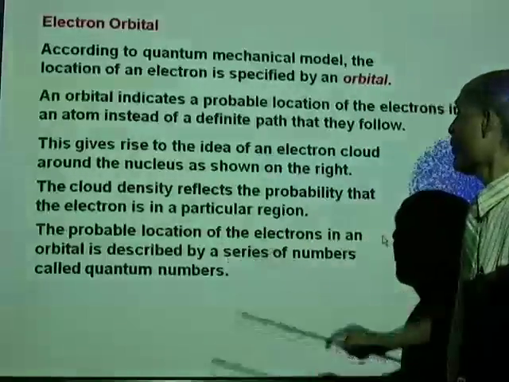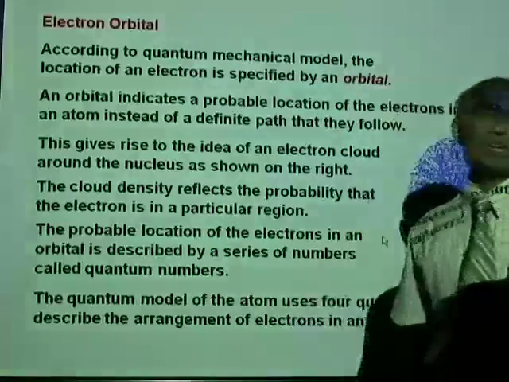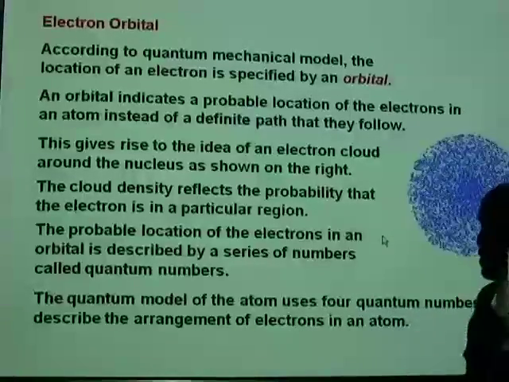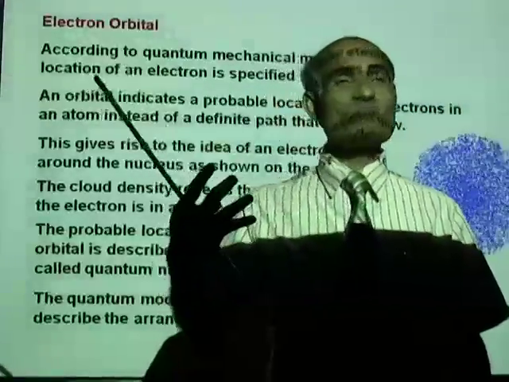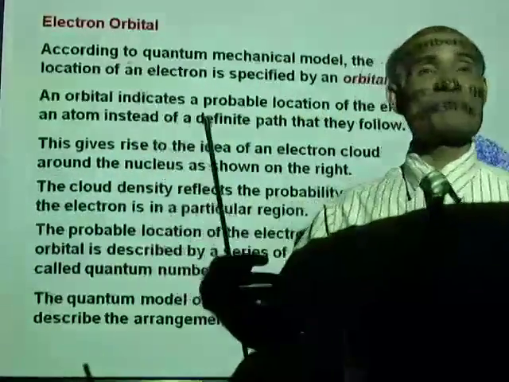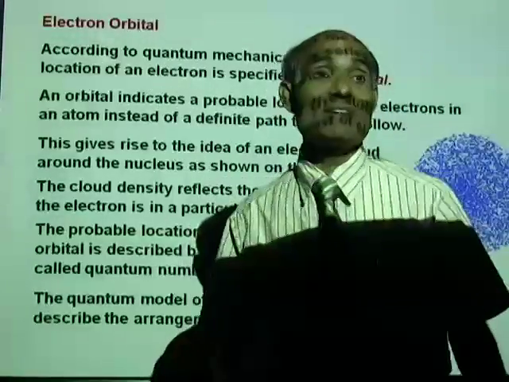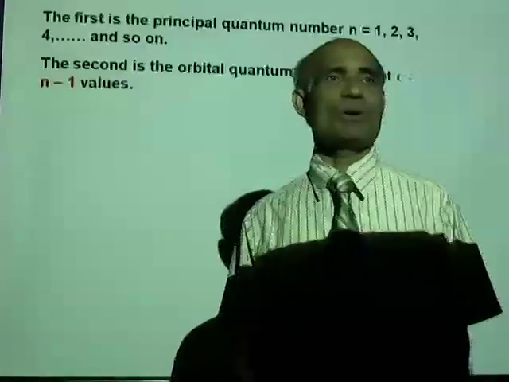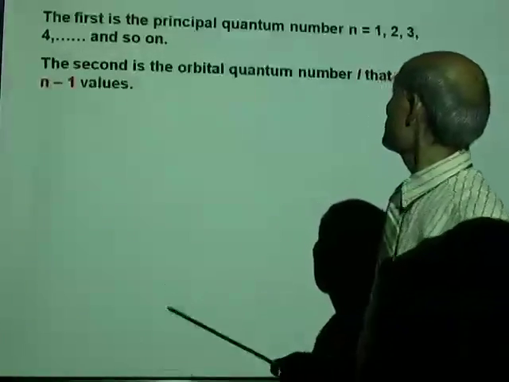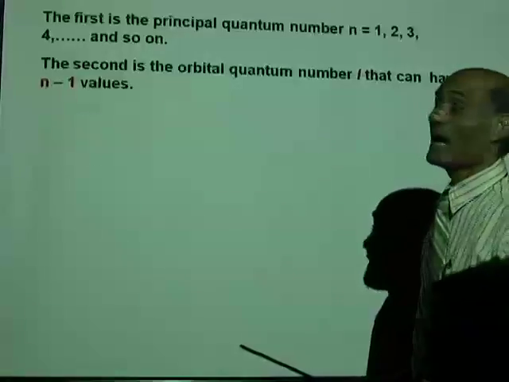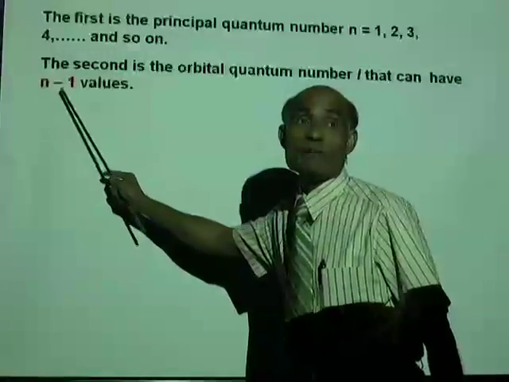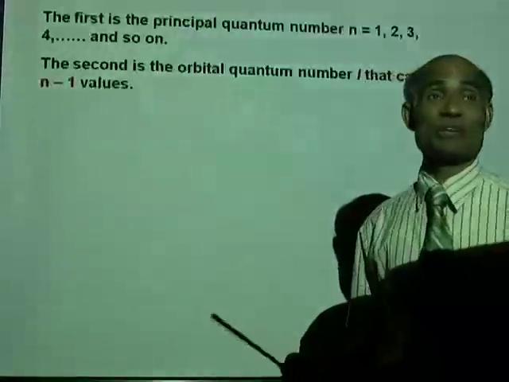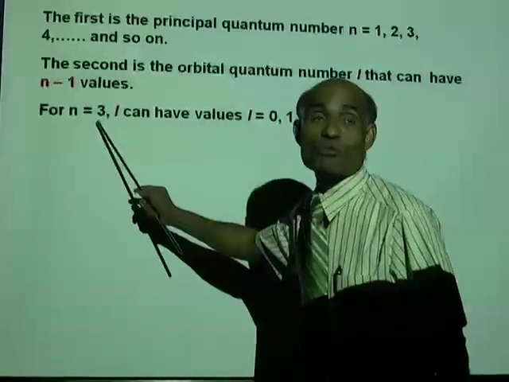We have a set of 4 quantum numbers in here. The quantum model of the atom uses 4 quantum numbers to describe the arrangements of electrons in an atom. So in addition to the principal quantum number, we will use 3 more additional quantum numbers to describe exactly where the electron is. Now, the first is the principal quantum number, n equal to 1, 2, 3, and so on. The second is the orbital quantum number, and we represent it by l. And l can have n minus 1 values. That means for each n, there can be different l values. So if n equal to 3, what are the possible l values?